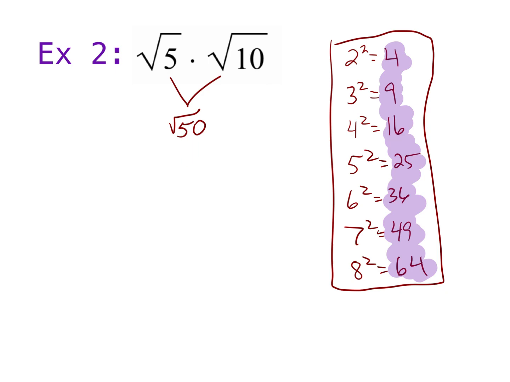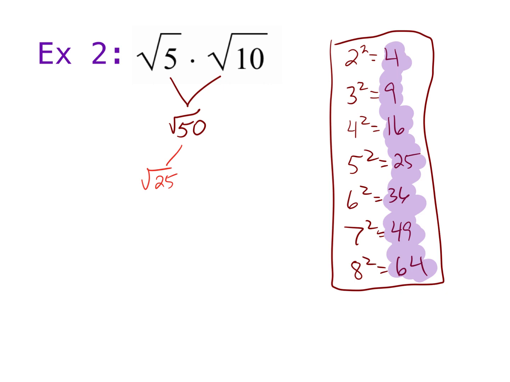So I have 50. 50 divided by 64. Does that come out even? No. What about 49? No. 36? 25? Yeah. 50 divided by 25. So I can break this down. That's the square root of 25.